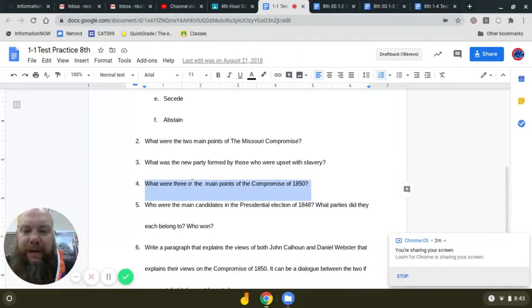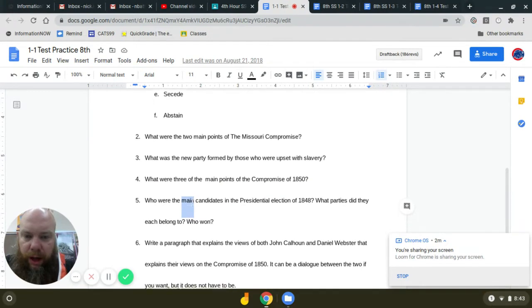The main points of the Compromise of 1850, there were basically 5. California became a free state. The Fugitive Slave Act. No slave trade in Washington, D.C. Those are the 3 big ones. Those are the ones I really want you to put. The other 2 are in your book. You can look it up. And if you put those instead of those 3, that's fine too.